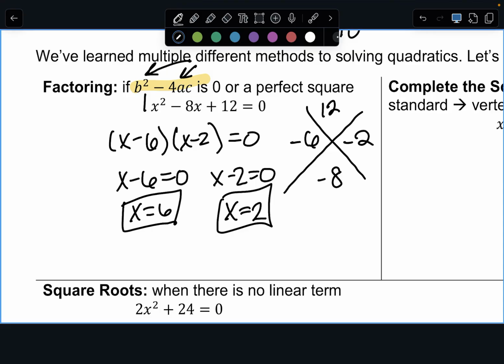Musab. When can you not factor? If this is not 0 or it's not a perfect square. You can only factor if this is 0 or a perfect square. Or just try the X method. If it works, then factor it. If it doesn't work, then move on. If it's equal to 0, you mean? Yes.